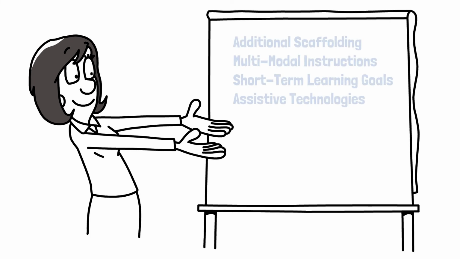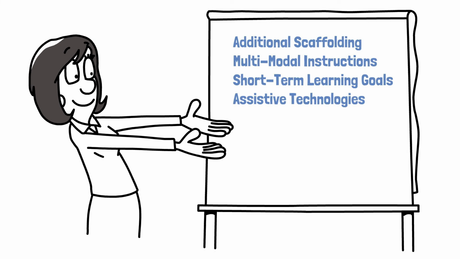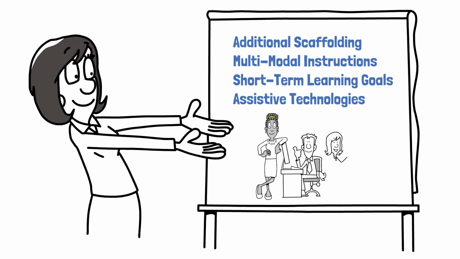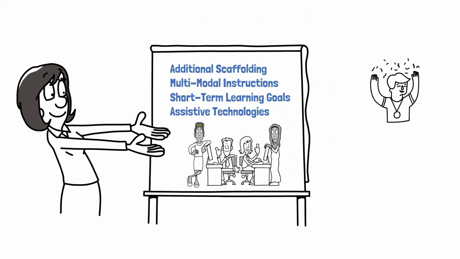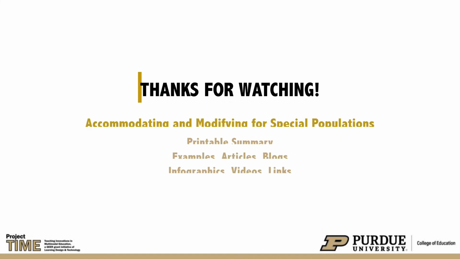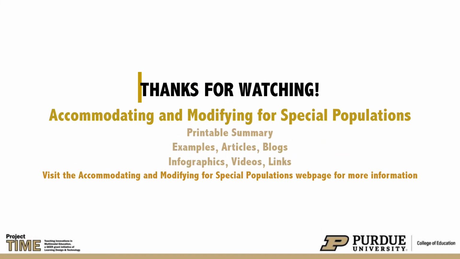Teachers will likely often provide additional scaffolding, use multimodal instruction, clearly define short-term learning goals, and utilize assistive technology for all students. By understanding how to implement accommodations and modifications, teachers can provide the best online learning environment possible, ensuring students' success.